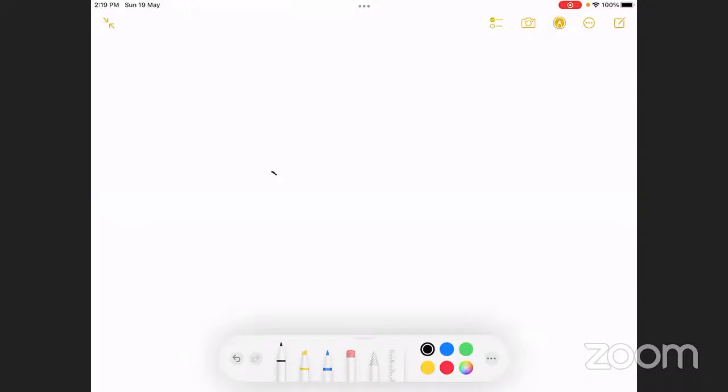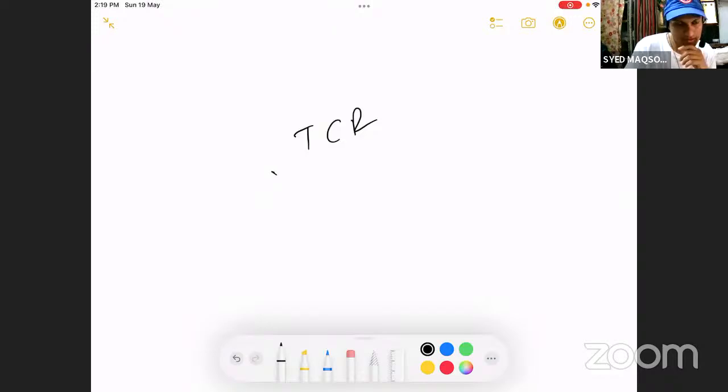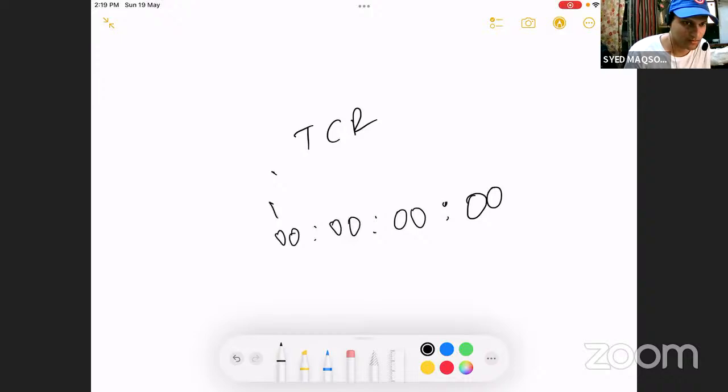So usually time code, TCR. Are you able to see the white screen? Yes, madam, very clear. Okay, thank you. So TCR is indicated in zeros and a colon, two zeros, again two zeros, again two zeros. These are the hours, minutes, seconds, and frames.